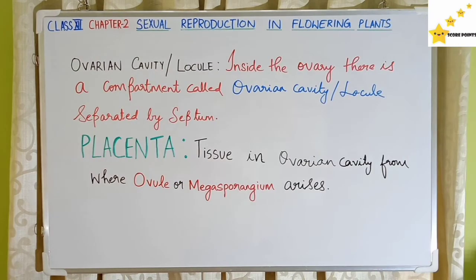Let's learn about the ovarian cavity or locule. Inside the ovary there is a compartment which is called the ovarian cavity or locule. This is separated by a septum. Next important term, it's placenta, the tissue in the ovarian cavity from where the ovule or megasporangium arises.